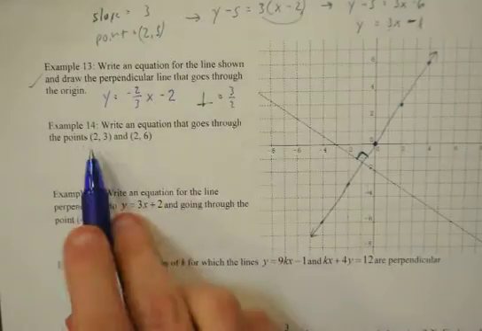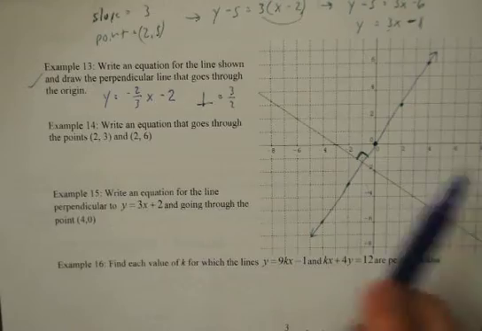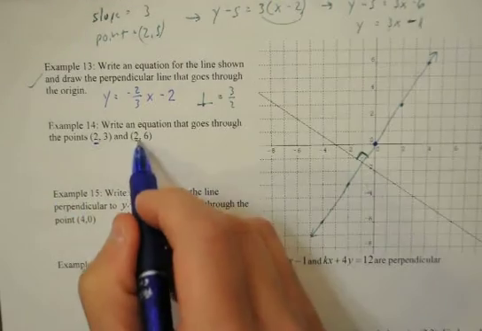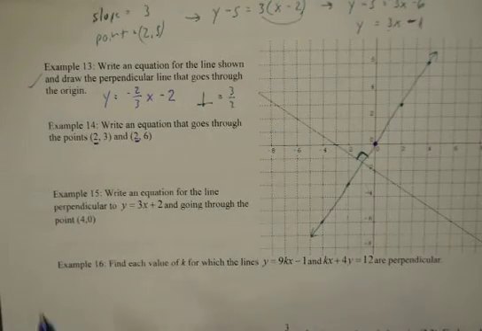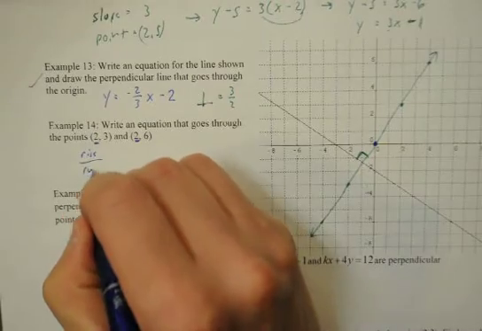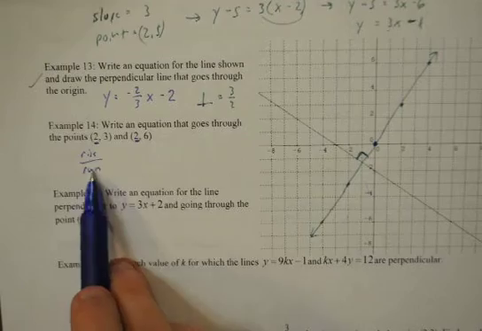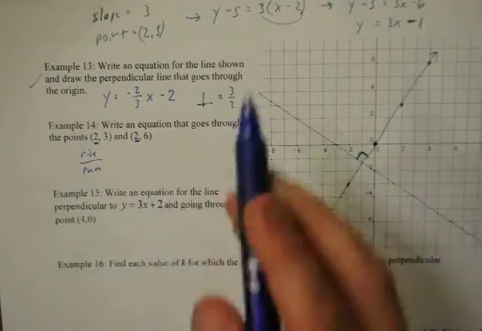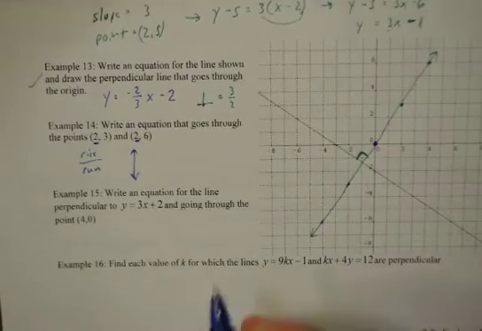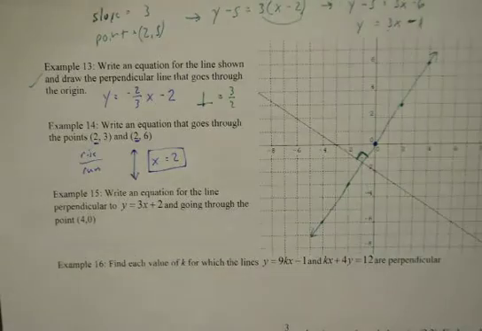Write an equation that goes through the points (2, 3) and (2, 6). Well, I notice the x value here is 2, and the x value here is 2. This is a vertical line. As far as rise and run go, there is rise, we're going from 3 to 6, but there's no run. There's no left and right movement. So being that this is just a vertical line, we can just write x equals 2. It's the equation of our line.